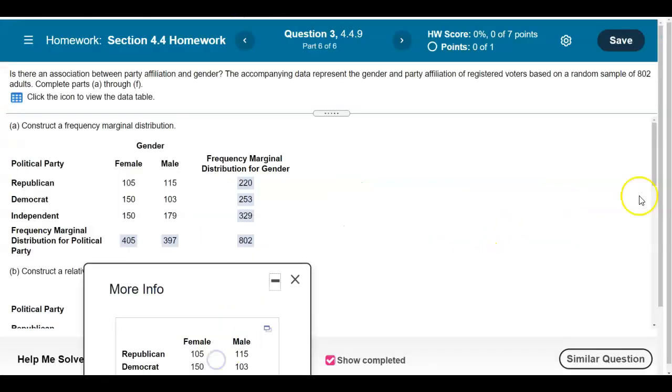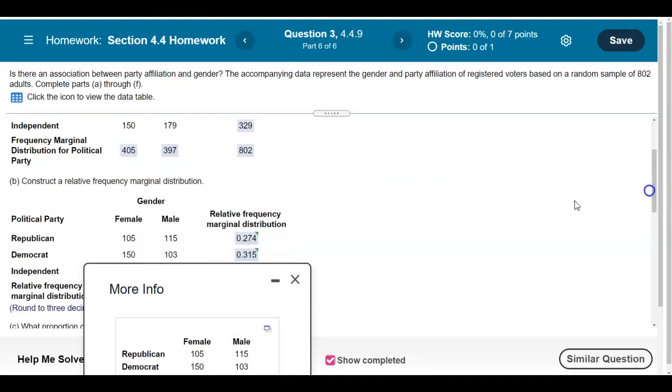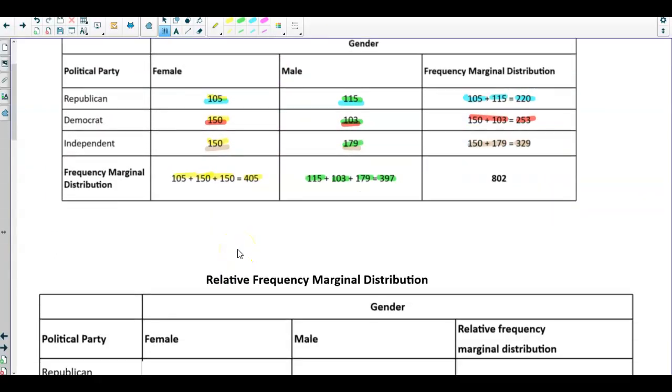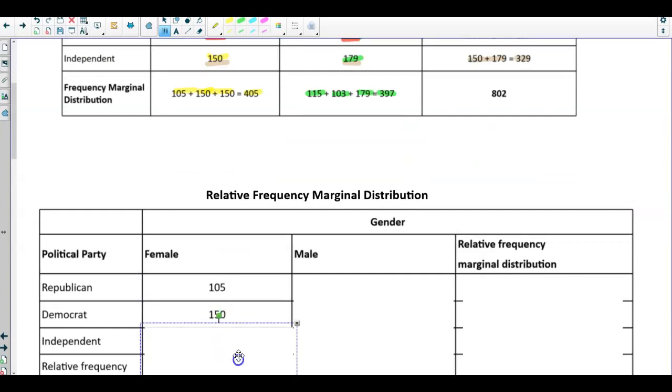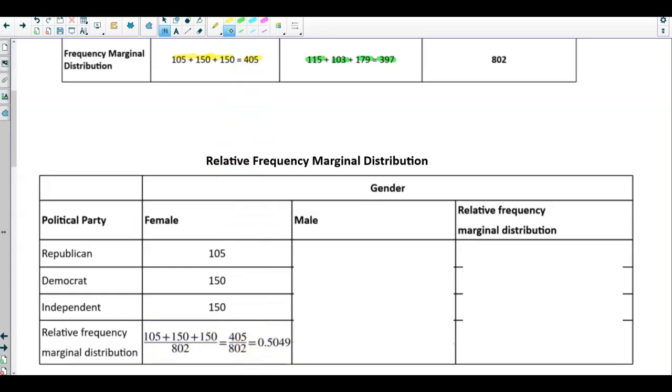Now we want to construct a relative frequency marginal distribution. So how do we do that? Well, again, we're going to use our previous information. We're going to take a look at these values, 105, 150, and we're going to add those up. When we add those up, we get 405. So we're taking the values of those three, adding them together, and dividing by the table total. So 405 divided by 802 gives us 0.5049.